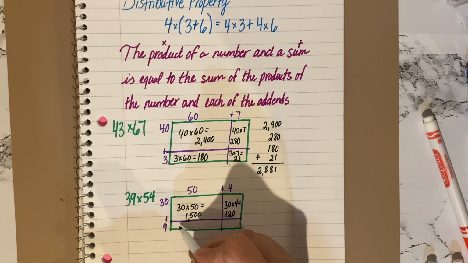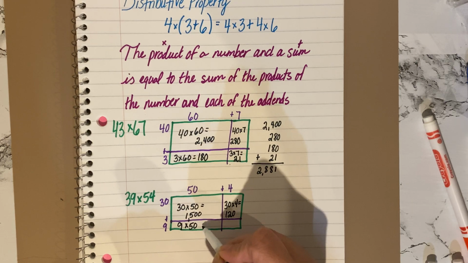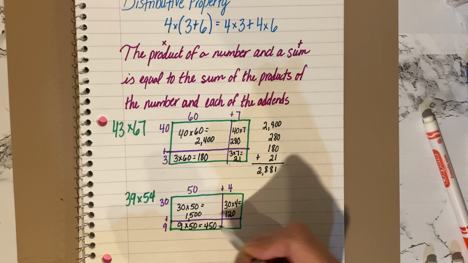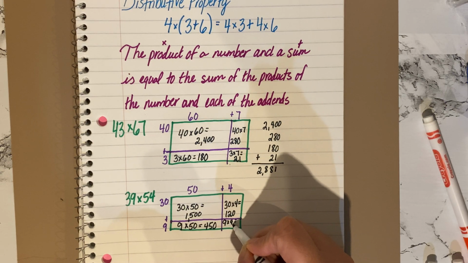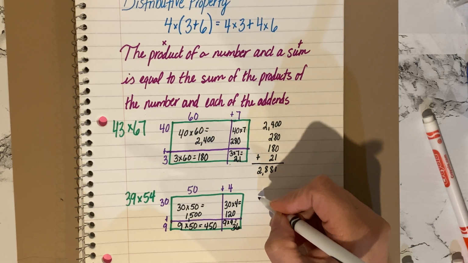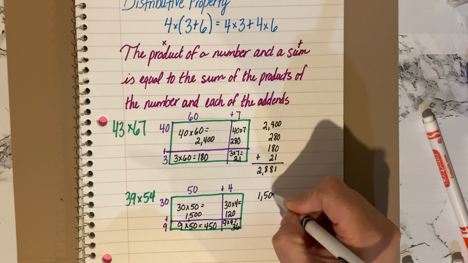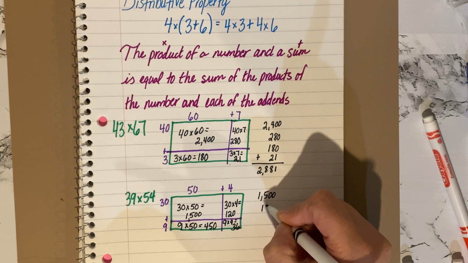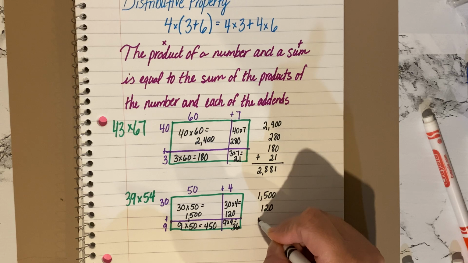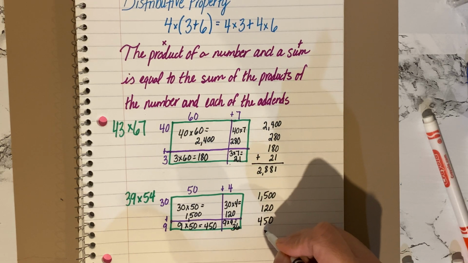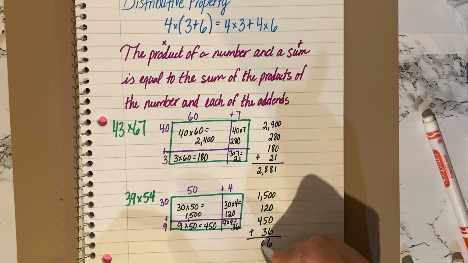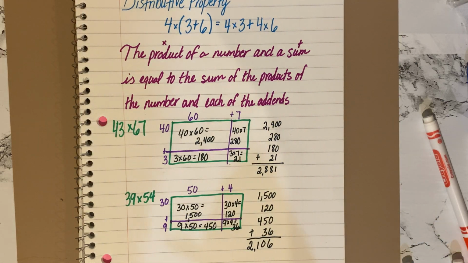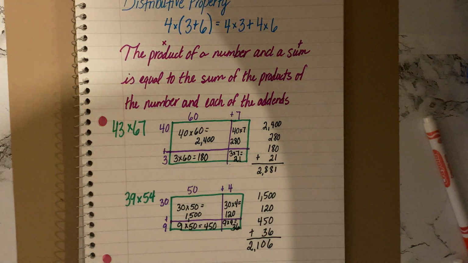I have 50 and 9. 9 times 5 is 45 and 1 zero. And then I have 4 and 9. 36. Okay, list them from greatest to least. 1,500, 120. Oh, sorry, 400. It doesn't matter if you do greatest to least, especially since we're just adding. 2,106. It's kind of cool. It's an easier way to break down those problems.